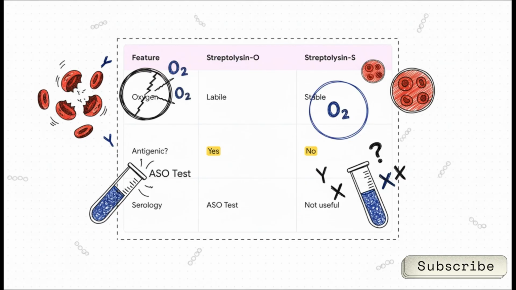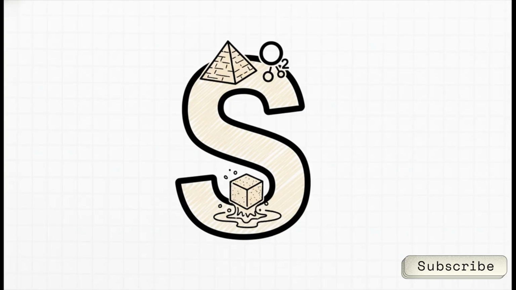S is for oxygen stable, but here's the key difference. It's not antigenic. So you can't do an ASO-like test for it. This comparison is absolute gold for your exams. And hey, need a quick way to lock that in for Streptolysin S? Here you go. Just remember that the letter S stands for both oxygen stable and serum soluble. Simple, right?